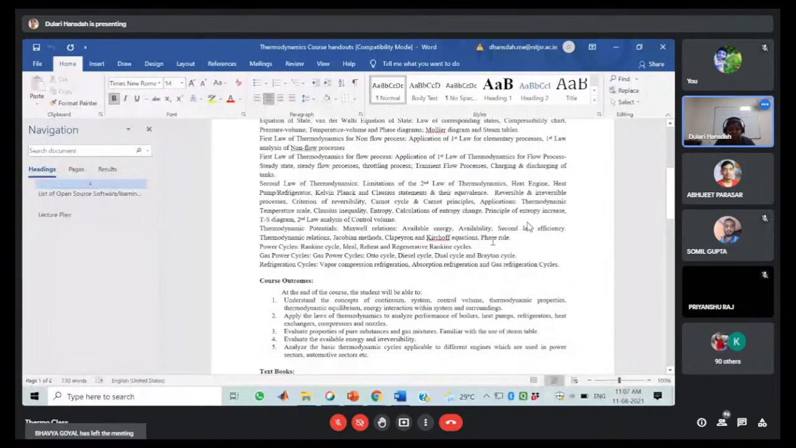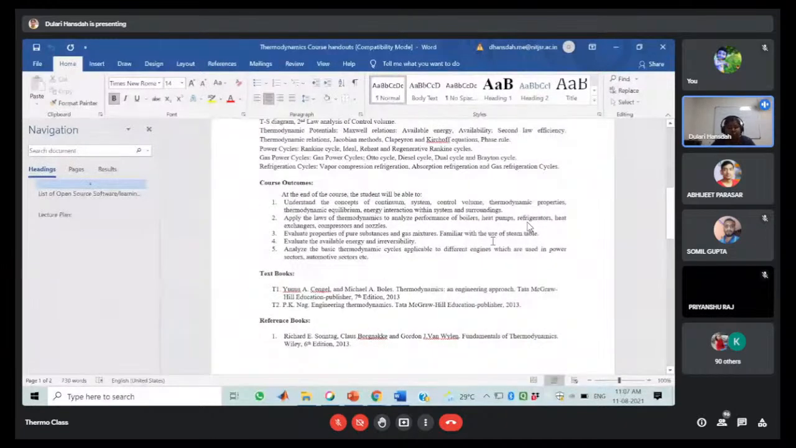And the textbook which you are going to follow is Cengel. This one is the first textbook, T1. Next one is textbook 2, that is Nag. The publisher is McGraw Hill Education. This book is the standard book. You can follow this book for your thermodynamics subject. Okay. Cengel is also a very good book. If you purchase these two, it is good to get a clear idea or concept of thermodynamics.